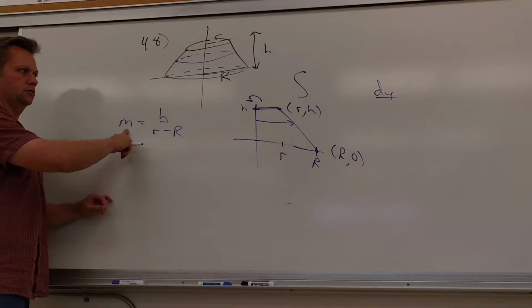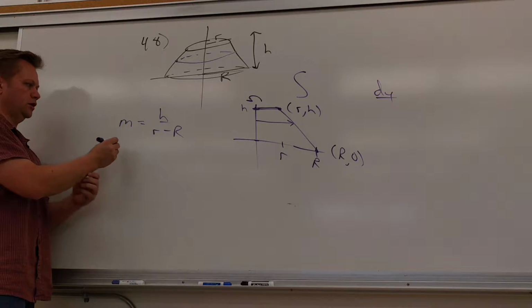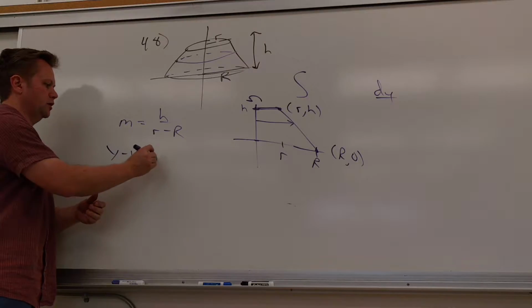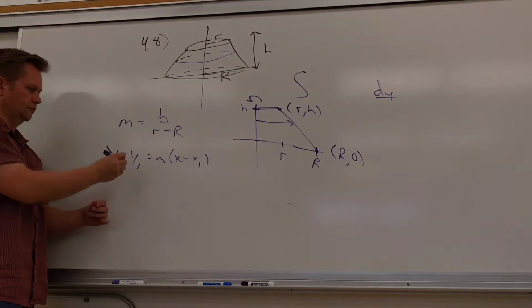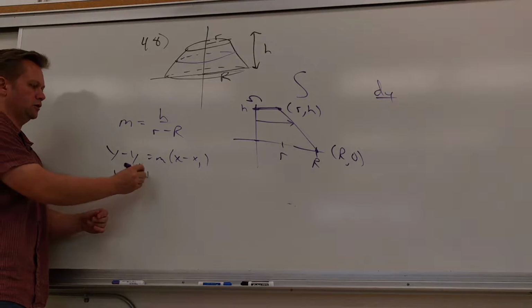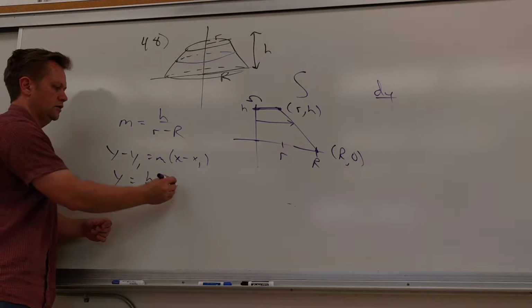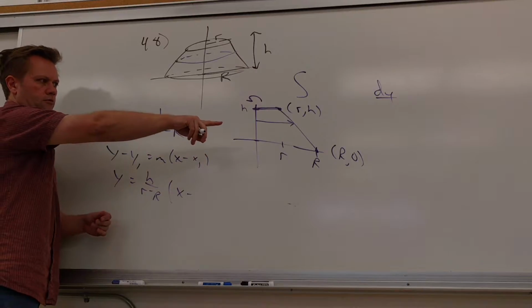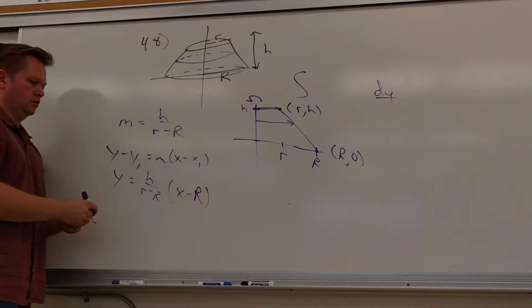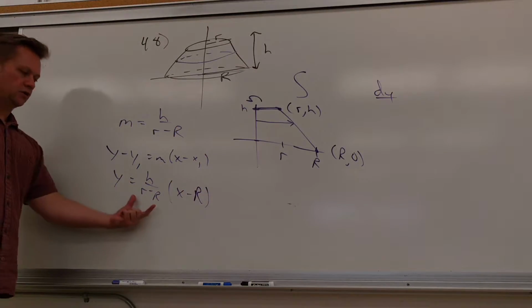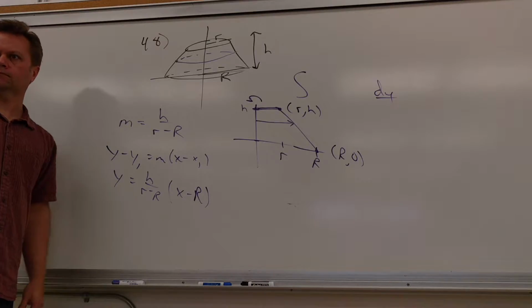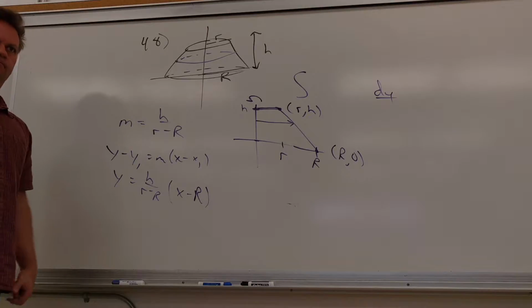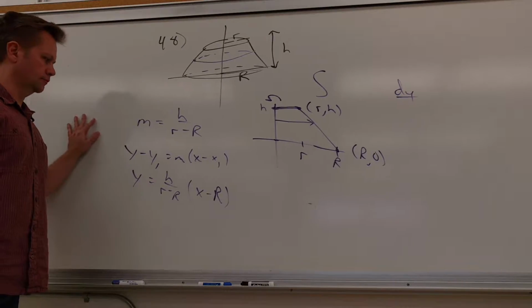What else do I need? A point. Alright, so then I can do y minus y1 equals m times x minus x1. I'm going to pick the point that's got a 0 in it. So y minus 0 equals m times x minus r. Ooh, that looks yummy. I like it.